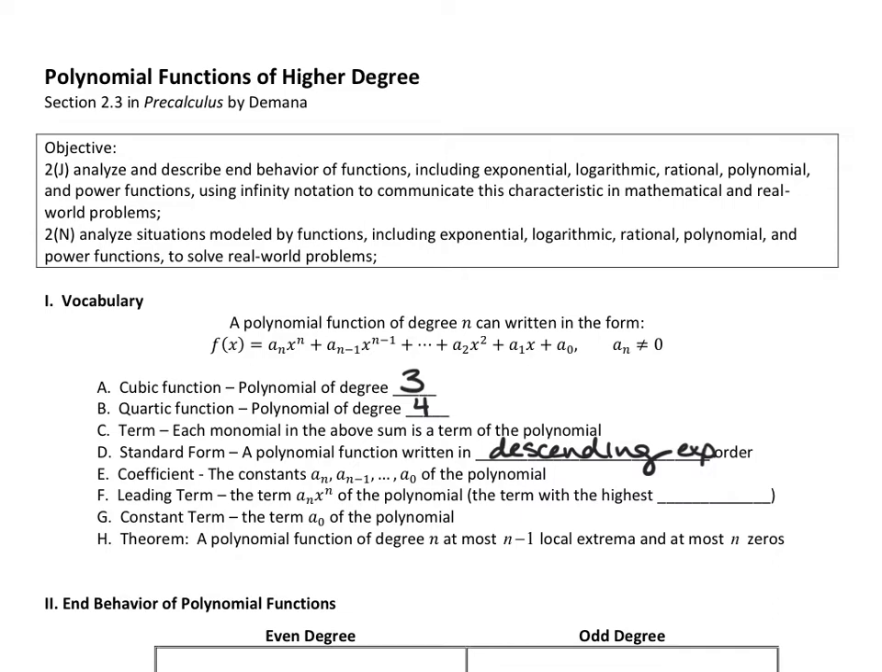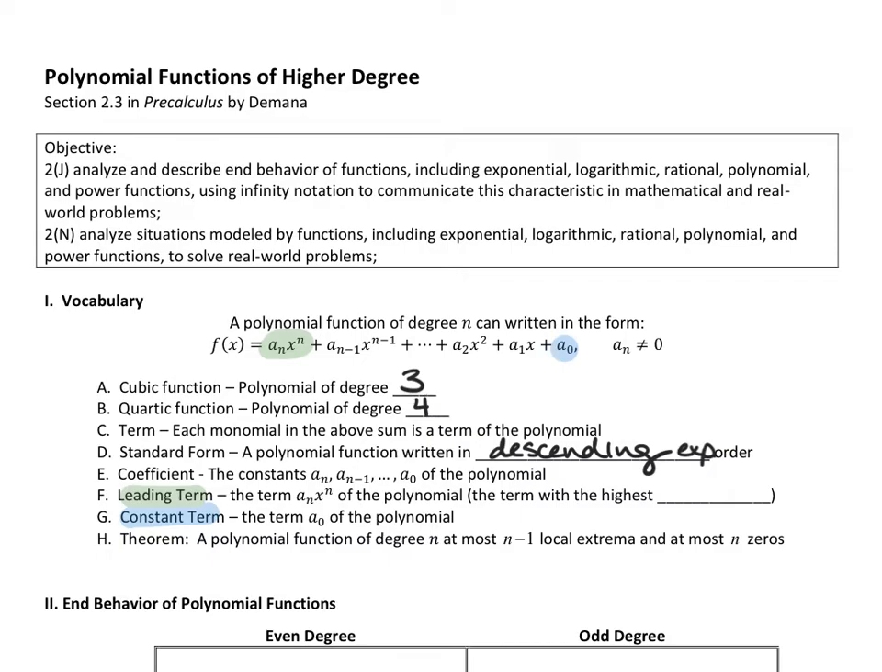Some more vocabulary just to clear out. Coefficients are the constants that are in front of all of the terms for the polynomial. The constant term is the very last term of the polynomial, so let's highlight that. The constant term is this very last term. And the leading term is going to be the very first term in the polynomial. So we start with the leading term and we end with the constant term. Notice the constant term doesn't have an x attached to it.